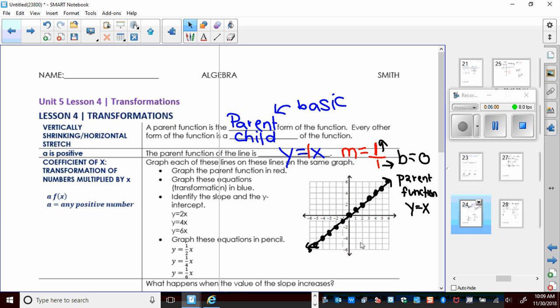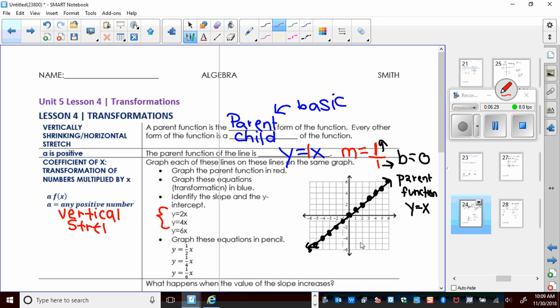Now, certain things happen when you multiply numbers times that x term. If you multiply big numbers, numbers that are bigger than 1 or -1, these numbers vertically stretch a line. The transformation that's happening is a vertical stretch. That means this line is going to stretch upwards and inwards towards the y-axis. It's a vertical stretch to y.